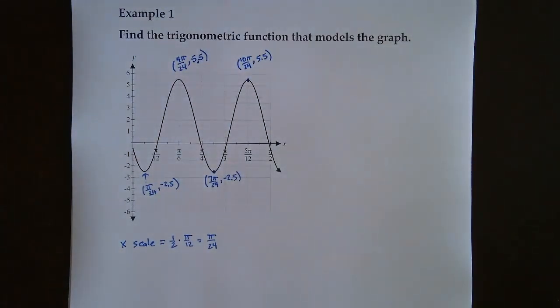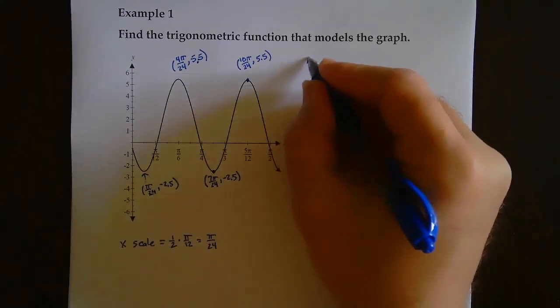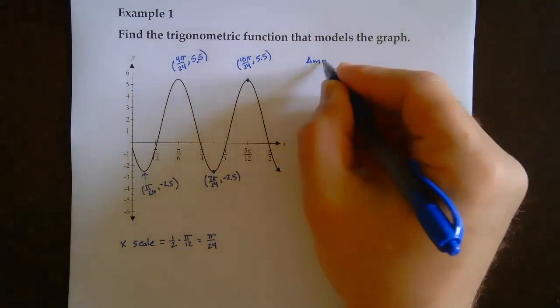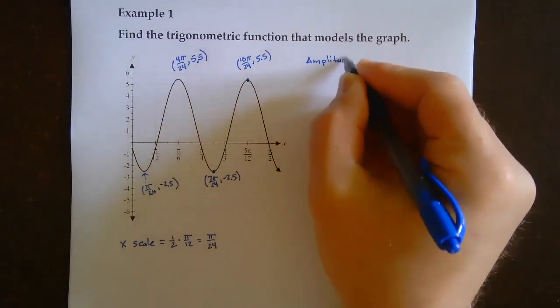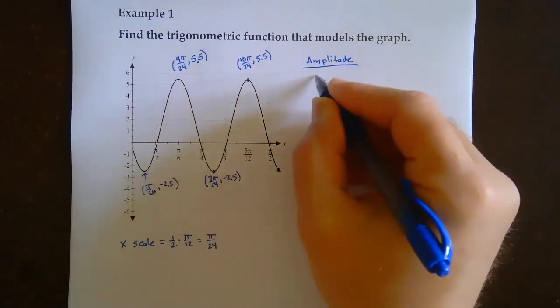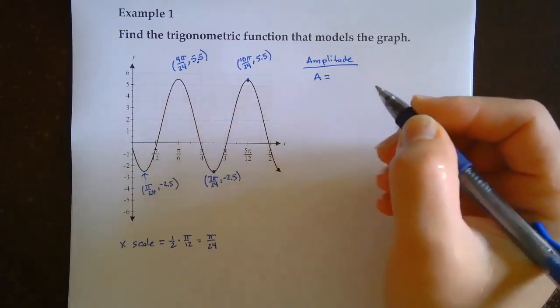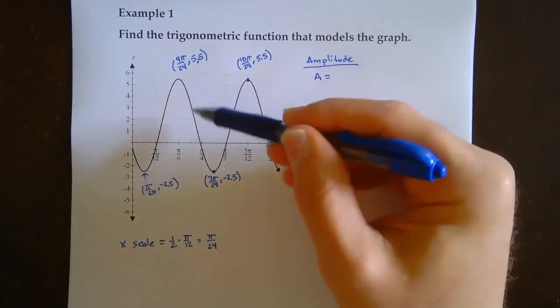All right, so let's go through. I'm going to do these in order. I'm going to go A, then find the B, then find the C, and then find the D, okay? So the first one is called our amplitude, okay? And that's our vertical stretch. It's our A, okay? So how do we get this vertical stretch, okay?